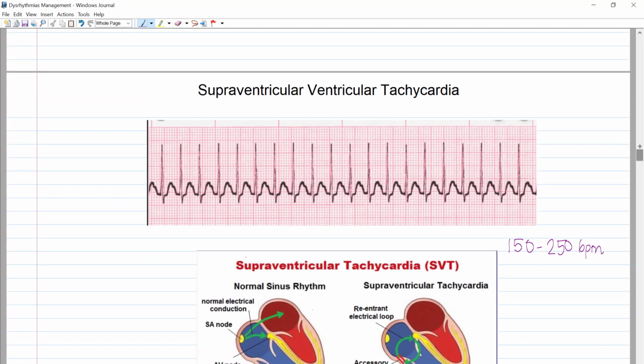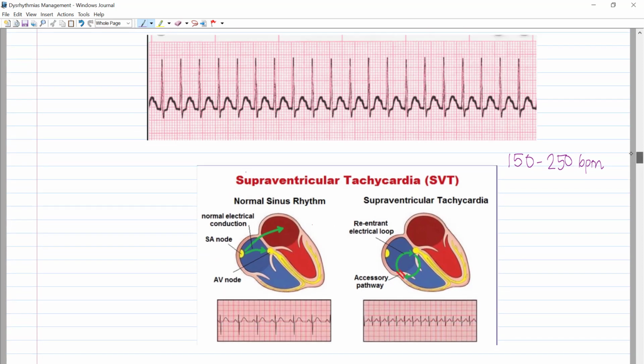So SVT, the heart rate is 150 to 250. And SVT means that the arrhythmia is coming from an electrical loop. As you can see here, this is the normal. This is what it's supposed to be. But with SVT, what's happening is that it's above the ventricles. So instead of the conduction going from AV node down to bundle branches, it goes around from there. It's called reentrant. So that's what causes SVT.